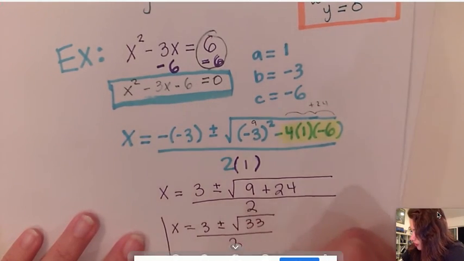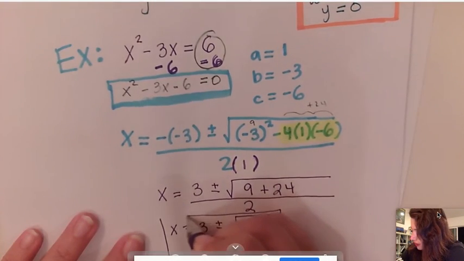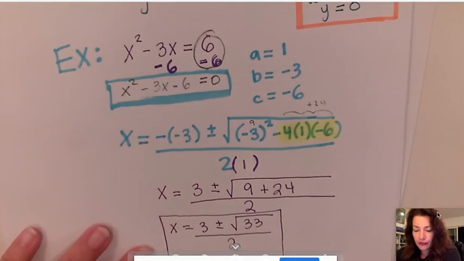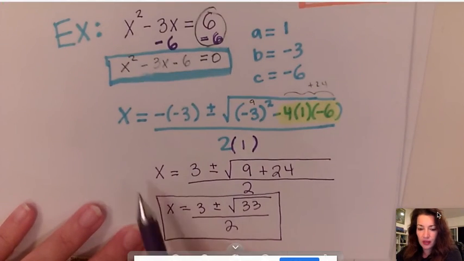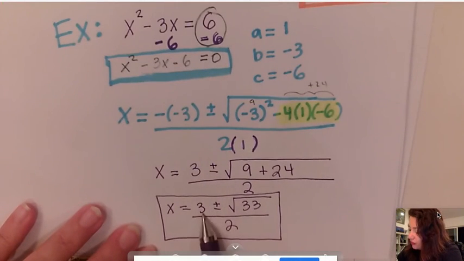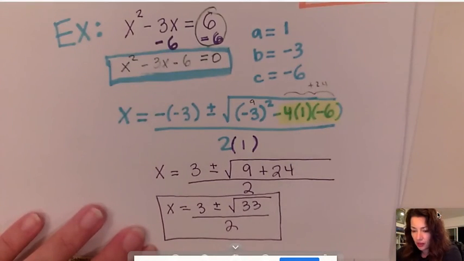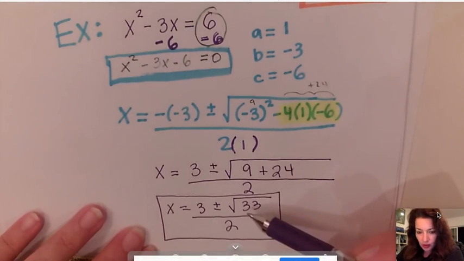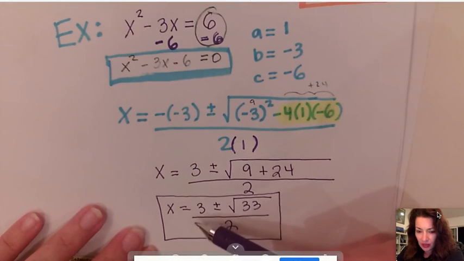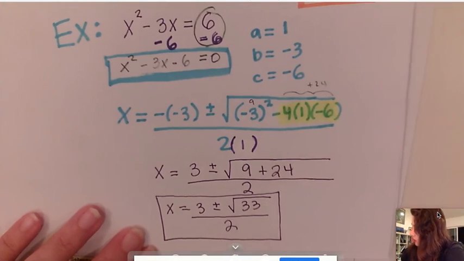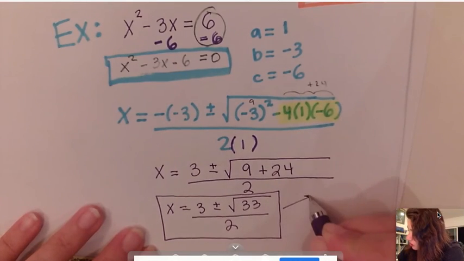Here is our answer. Now, what do you think from the above graphs this represents? Because we have 3 plus or minus the square root of 33 over 2. Now, sometimes you'll be able to reduce this fraction. You can't really reduce it with anything in this fraction. So remember, this means two solutions here.